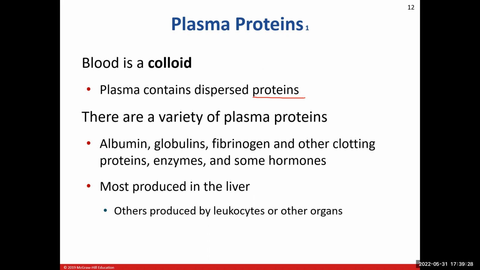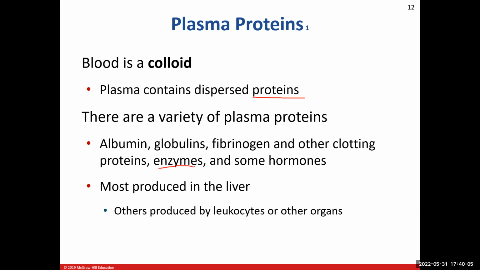And so because of that, it's going to generate an osmotic force, right? A pull, a draw on water. And so we want this to occur in normal, healthy individuals. We want to keep our plasma proteins in our blood. So albumin, globulins, fibrinogen, tons of different types of clotting proteins, several types of enzymes that you'll see for certain physiological chemical reactions, and some of the hormones that are going to be circulating through our bloodstream. Those are going to make up our plasma proteins.